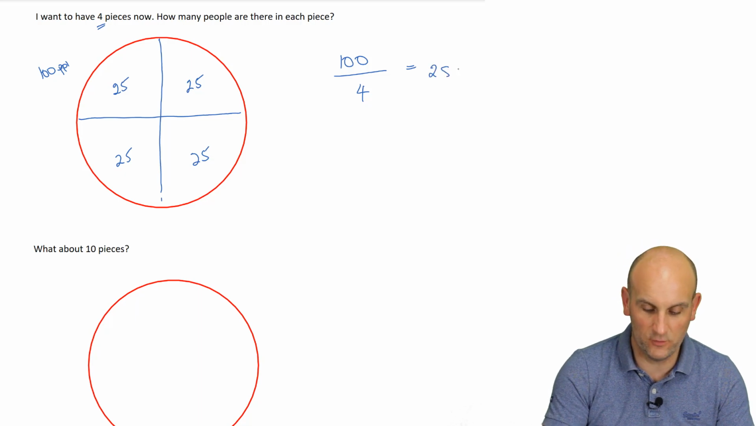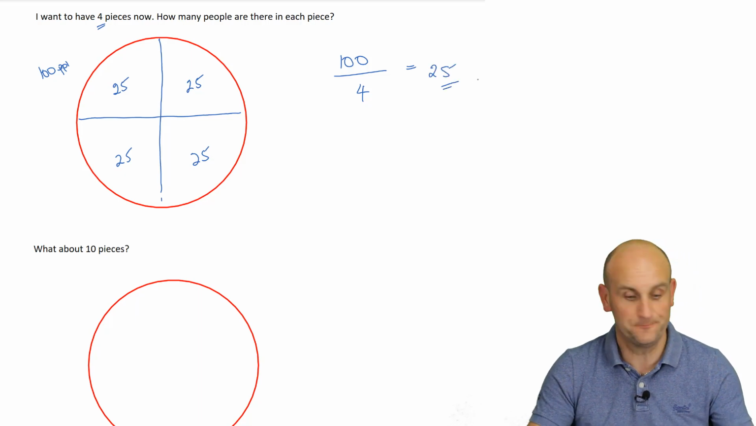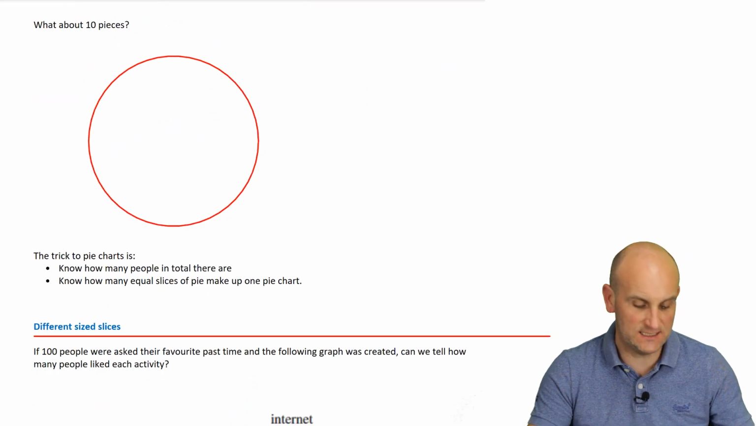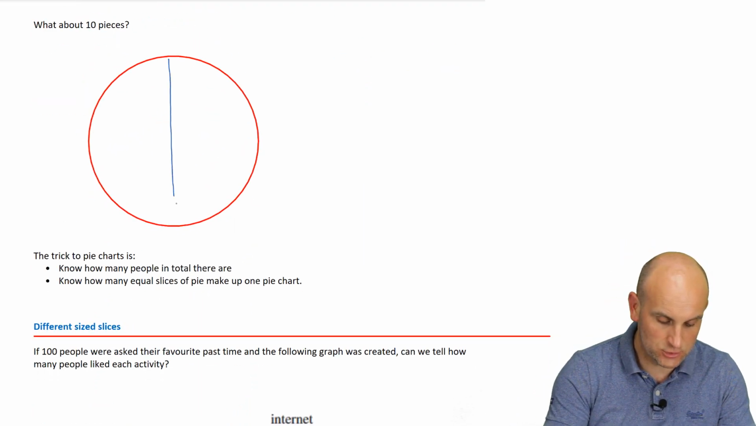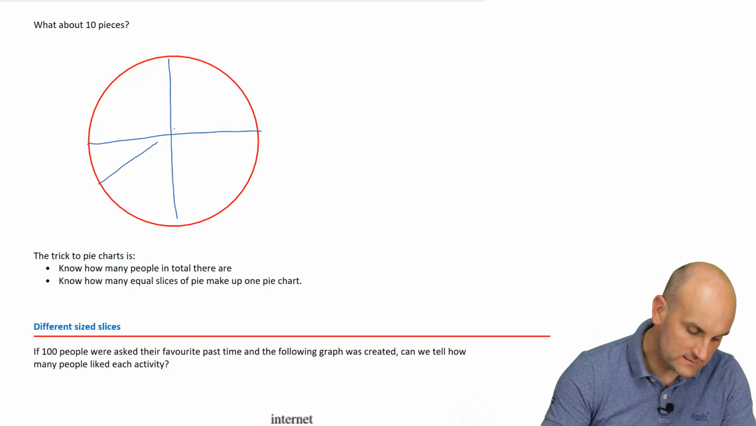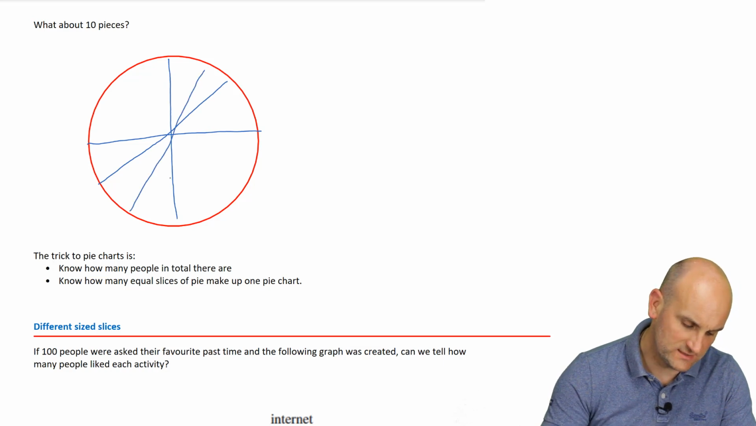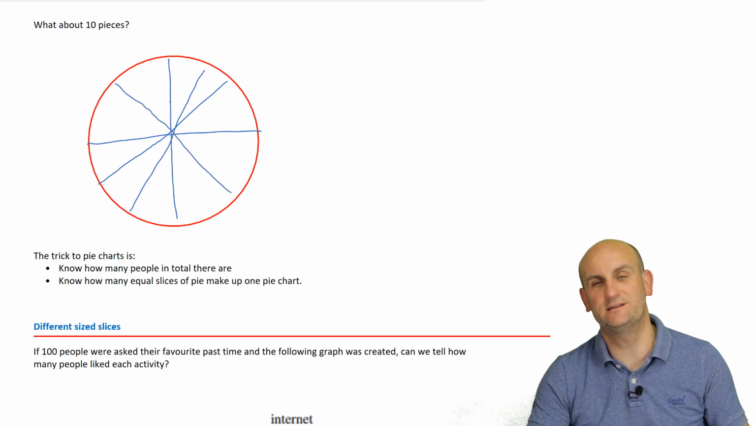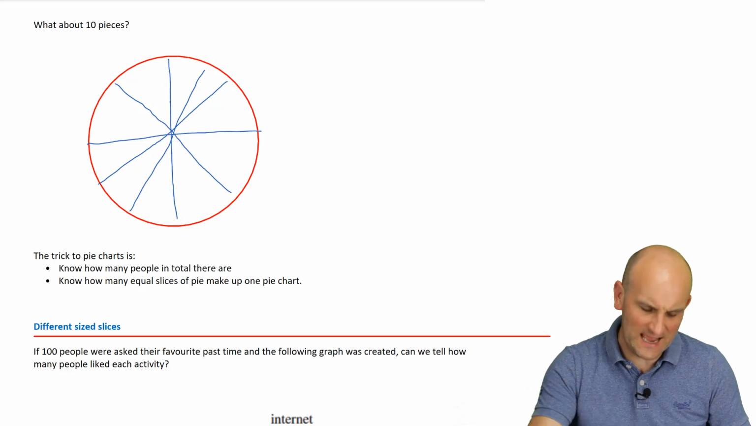And 100 divided by 4 is in fact 25. And we could keep going on. What about 10 pieces? Well, there is 2, there is 4, there is, I don't know what that is. 1, 2, 3, 4, 5, 6, 7, 8, 9, 10. Now the first thing you're going to be shouting at the screen there is, hold on a moment, mate, they're not equal.